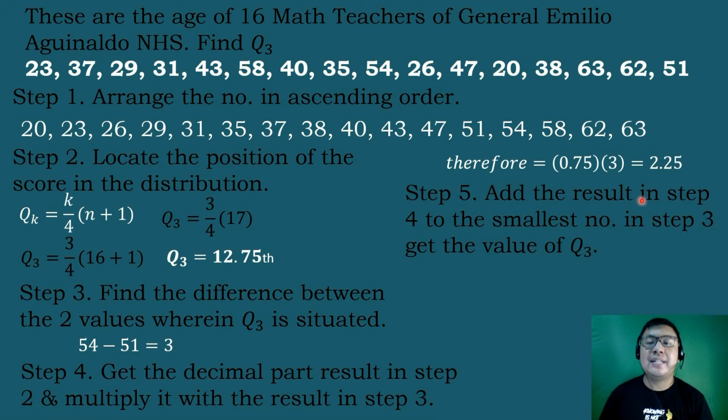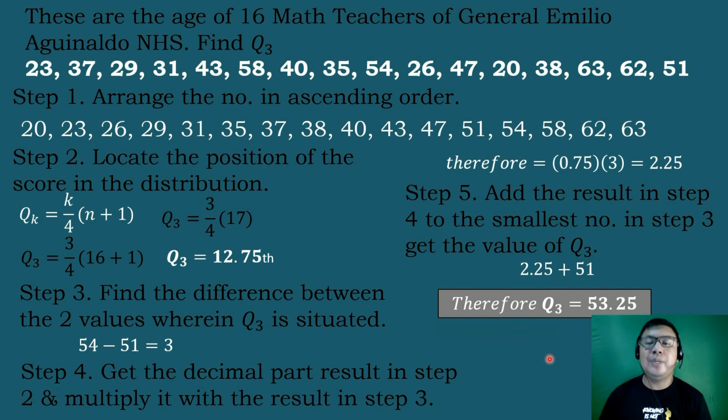And then for the last step, we will add the result in step 4, which is equal to 2.25, to the smallest number that we have gotten in step 3, and that is equal to 51. Because 51 is less than 54, therefore this is the smaller number. So adding these two numbers, 2.25 plus 51 will be equal to 53.25. Therefore, the value of the upper quartile is equal to 53.25.